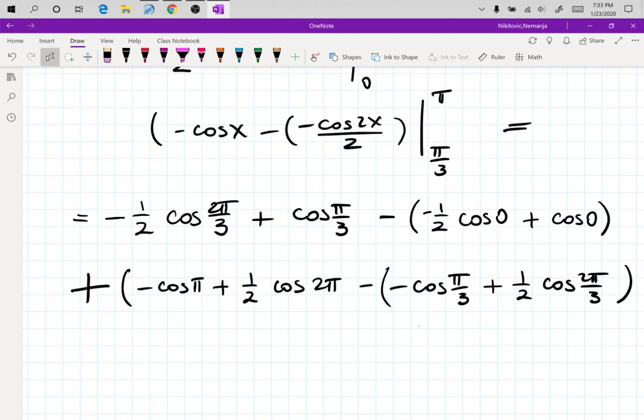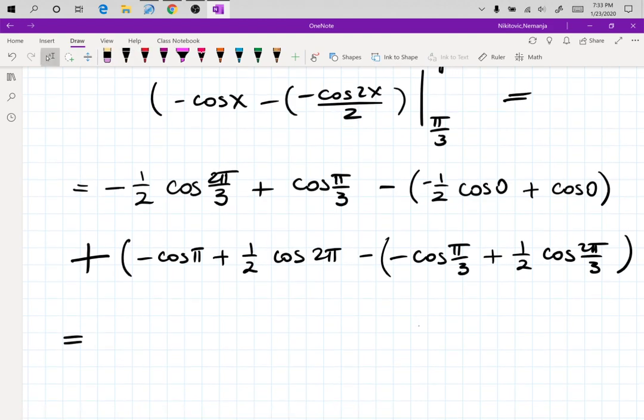Lock the doors. No one is leaving. Cosine of 2 pi over 3 is negative 1/2, right? Whatever I say.